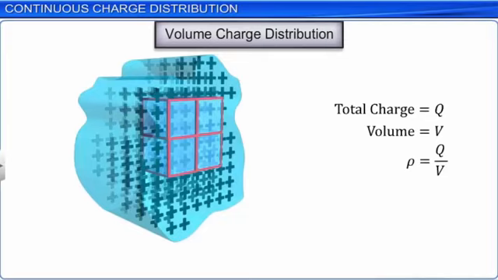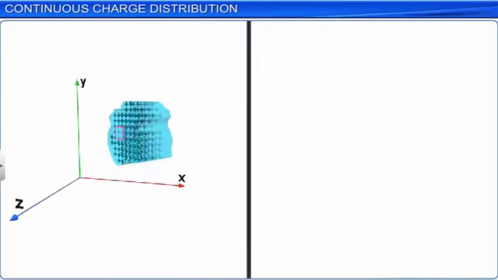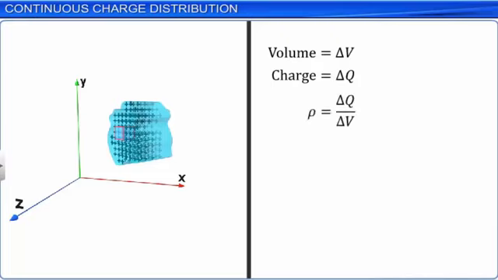Now, consider the small volume element, delta V, of charge distribution carrying a charge delta Q. We know that the charge density ρ is equal to delta Q by delta V. Thus, charge on the volume element is then delta Q equal to ρ delta V. The position vector of the volume element, delta V, with respect to the origin O is R. Consider a point P in the electric field of the volume charge distribution, which is at a distance of R' from the volume element delta V.